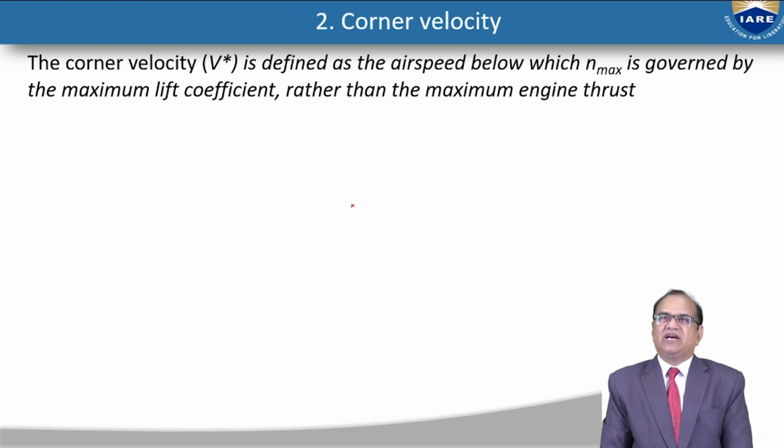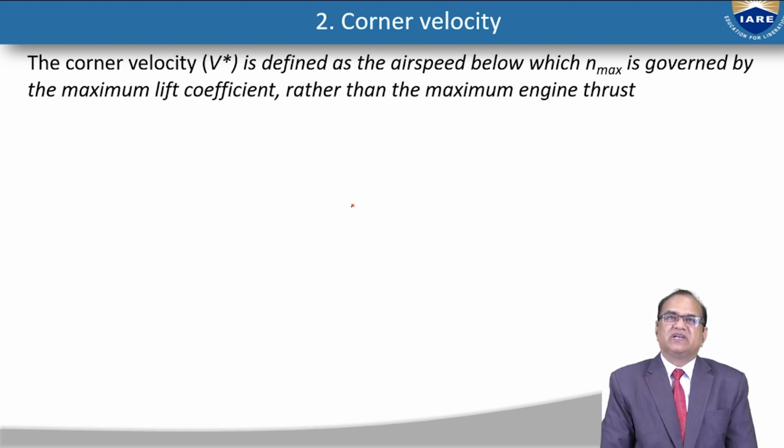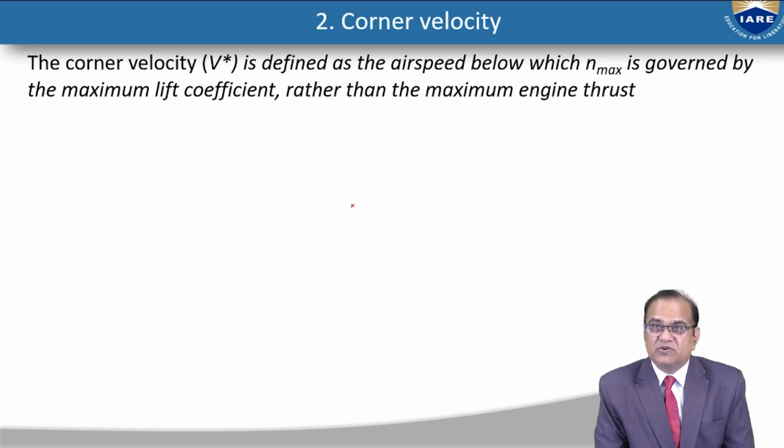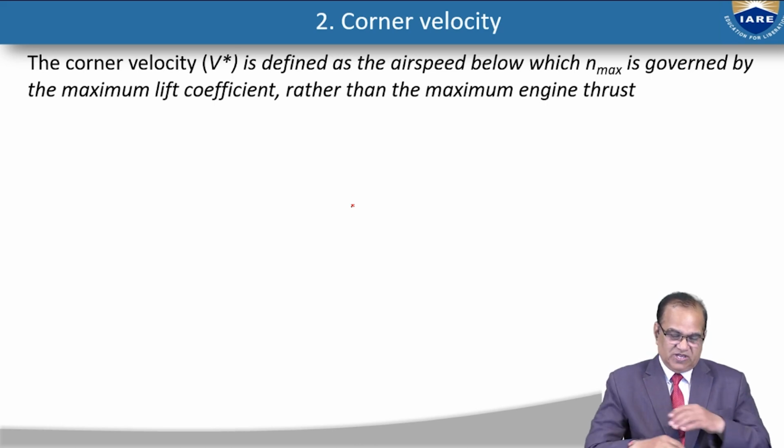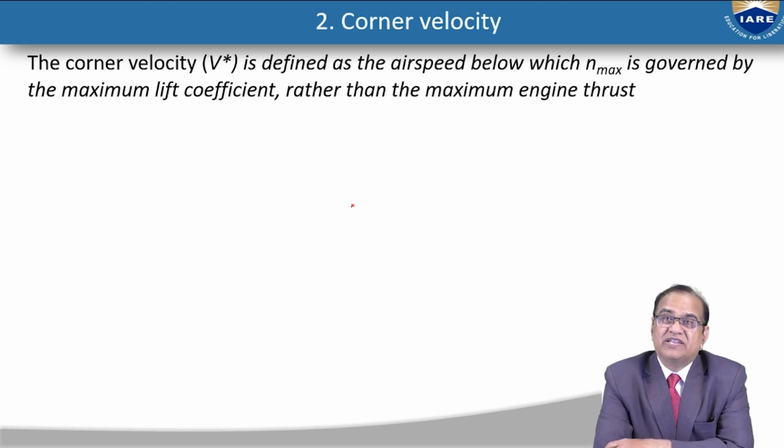Now we will discuss the corner velocity. The corner velocity V star is defined as the airspeed below which N maximum is governed by the maximum lift coefficient rather than the maximum engine thrust.